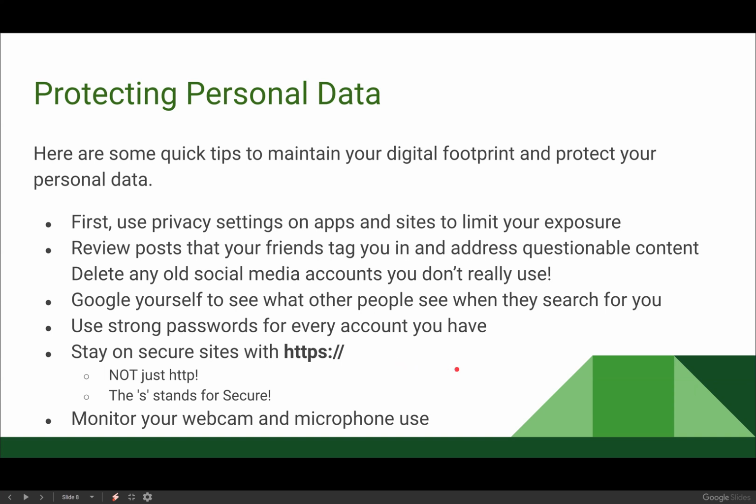Make sure that the webcam and microphone on your devices aren't on at suspicious times. I know lots of people have the little stickers that they put over their webcam to prevent anyone from accessing it at a time when it shouldn't be accessed. I probably should have one of those on my computer, but I don't.